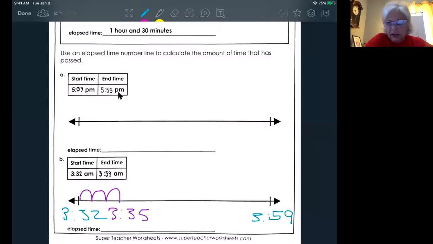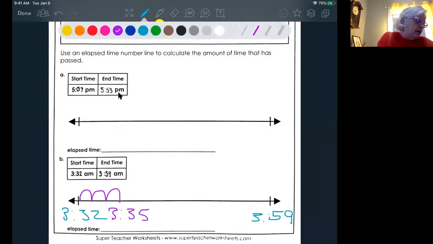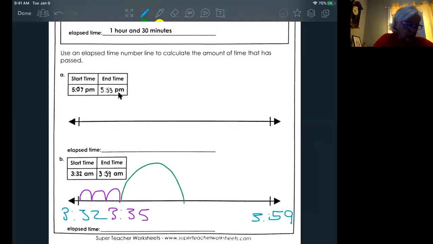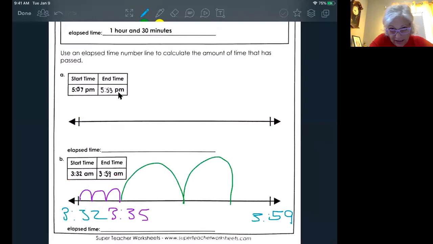3:35. Now, how many of you can count by tens starting at 35? I bet a lot of you can. So we could also do it this way. Let's change that color. So now we're at 3:35 and we want to get to 3:59. So we're going to use our mountains, which are our tens. So 3:35 and 10 more is going to be what? 3:45. Can we do another 10? Yes. That would be 3:55.